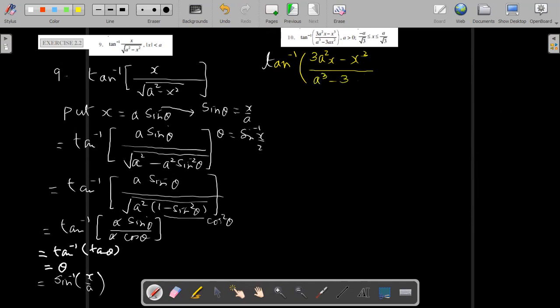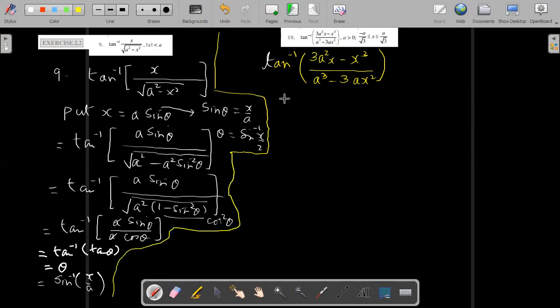minus 3ax square. So you have to substitute now x is equal to a tan theta, not only tan theta because a will cancel. So a tan theta. Because this is the formula of tan 3 theta. So remember, it will become the formula for tan 3 theta.